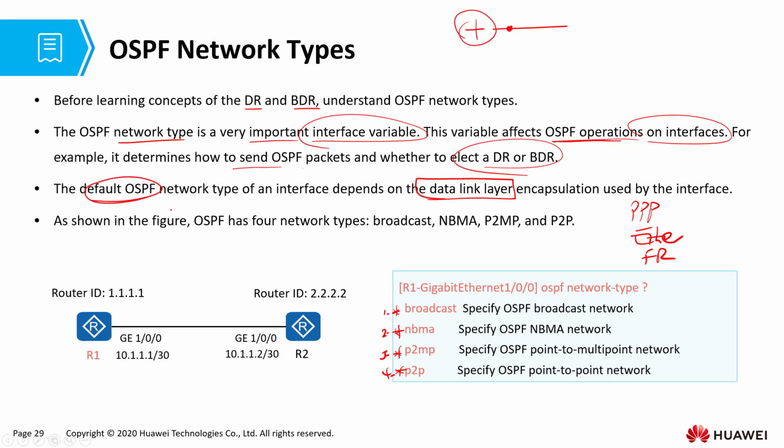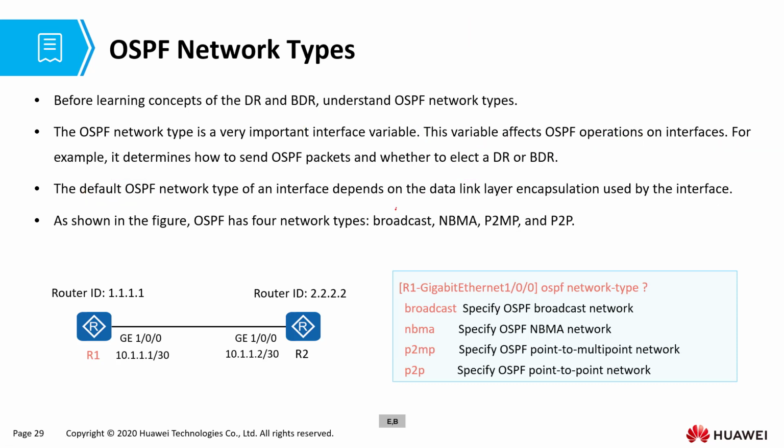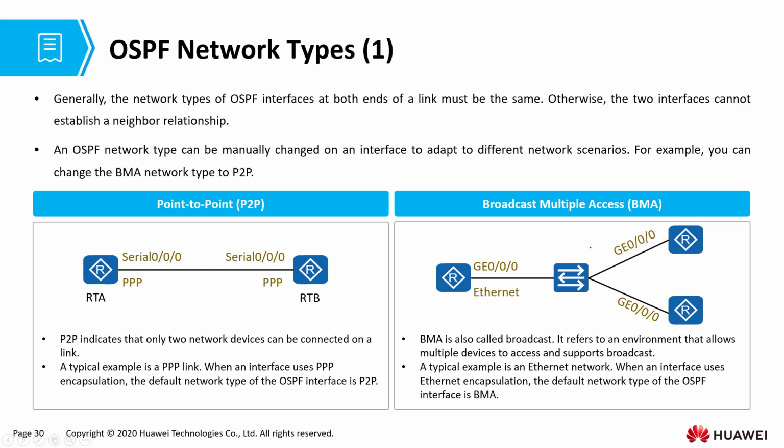Now, there are 4 different OSPF network types, as I've mentioned: the broadcast network type, the non-broadcast multiple access, the point-to-multipoint network type, and the point-to-point network type. What is the difference between all these? Well, let's talk about them very briefly.